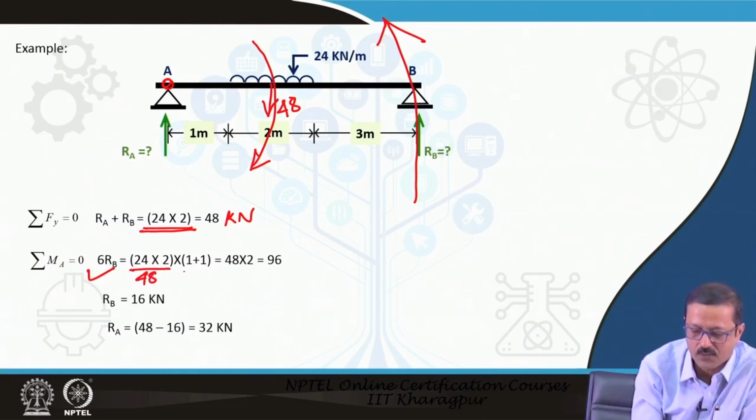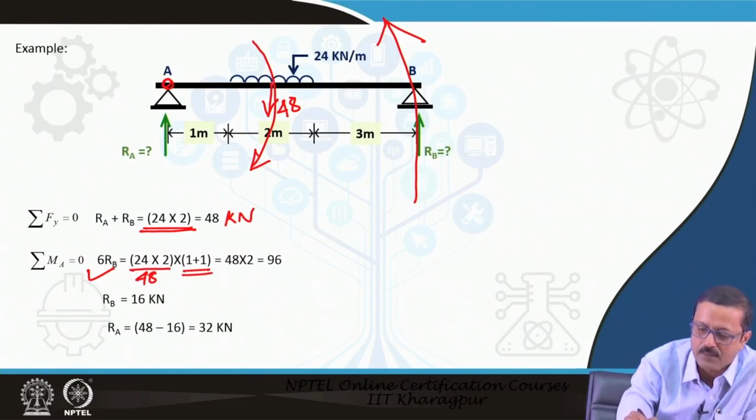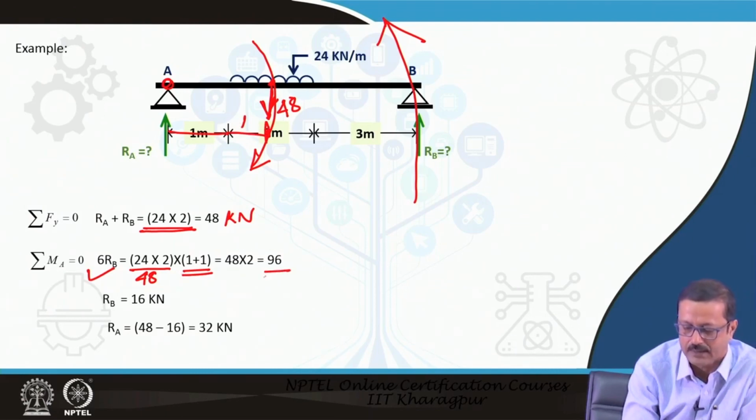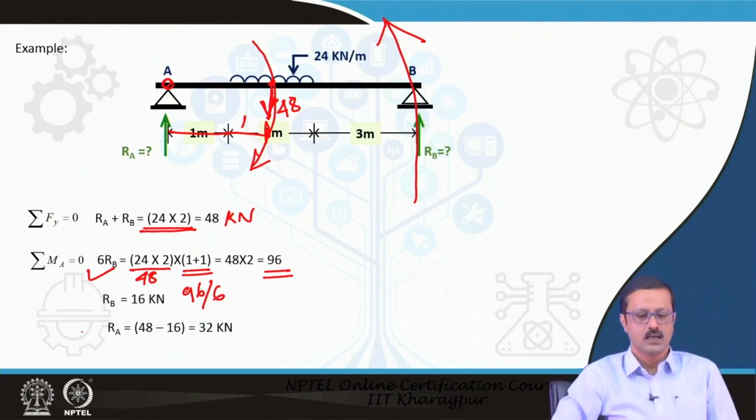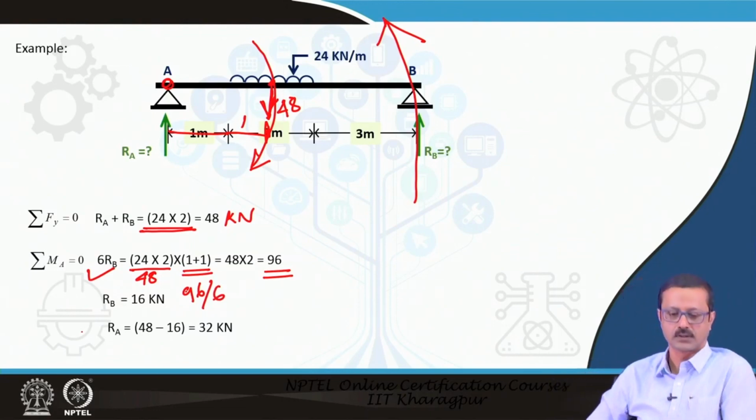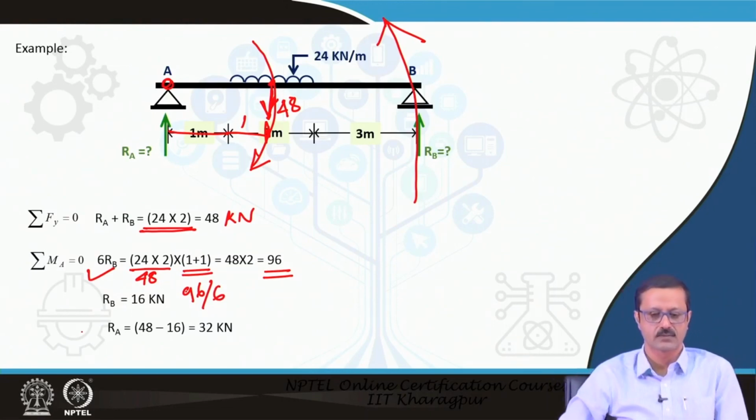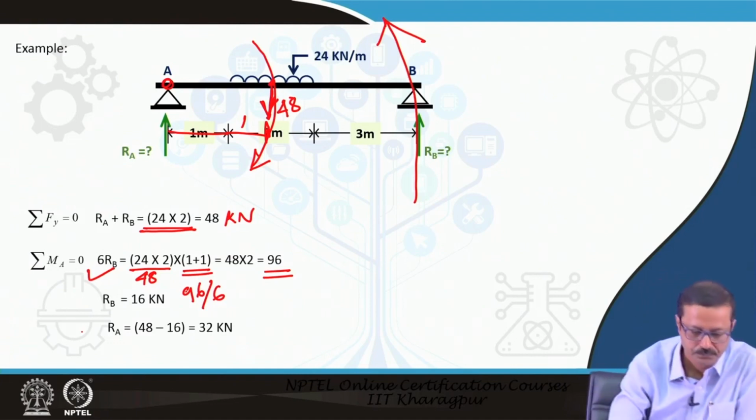and this is why it is 1 plus 1, because the point of action of 48 is 1 meter, half of 2 meters. So, this is another 1 meter. So, 1 plus 1 equal to 2. So, 48 into 2, 96. So, RB equal to 96 by 6 is 16 kilonewton, and RA is equal to 32 kilonewton, that is 48 minus 16. 48 is the total RA plus RB.